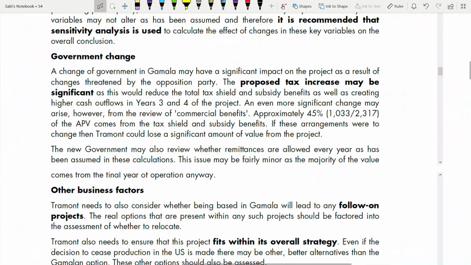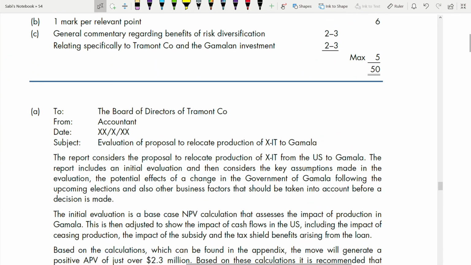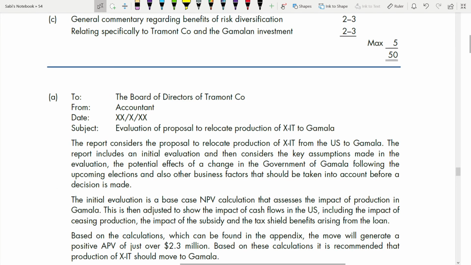Now when I make a report, what do I write in the report? This is exactly the format which I have taught you. To, from, date, subject. To whom? Board of Directors of the Tramont Company. It is always to the Board of Directors of the Tramont Company only. From whom? Accountant or financial consultant, whatever you can write.